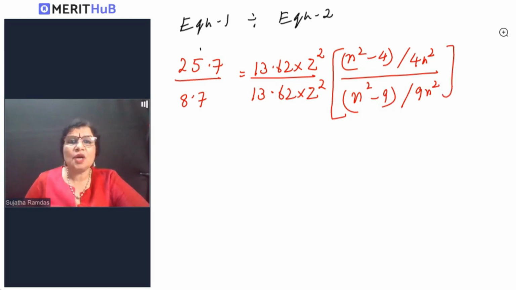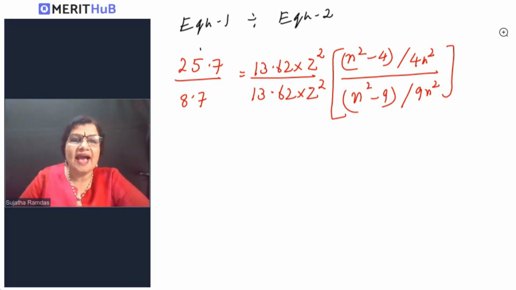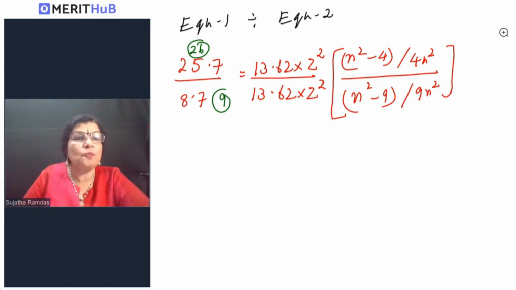Now, what is 25.7 by 8.7? We can do a small approximation as 26. So I'm writing the value here. This can be 26 and this can be 9. 8.7 can be rounded off to 9. So 26 by 9 is approximately 2.9 something. So let this be 3.